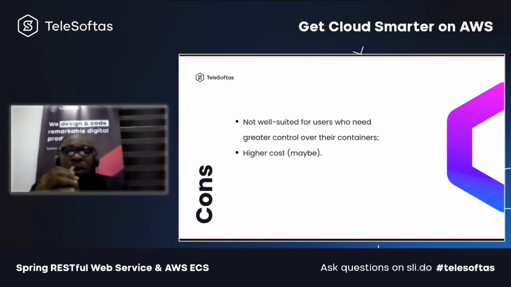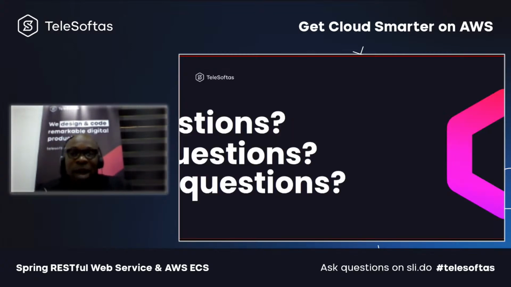So going to the cons: if you need to have greater control over your containers, then of course you may not want to use ECS Fargate. You may want to use the ECS EC2 launch type. And if you're going to be running your containers for a prolonged period of time, there's a higher chance that you're going to incur higher costs than when you run EC2 instances. So basically, that's it. I think we could take some questions now.